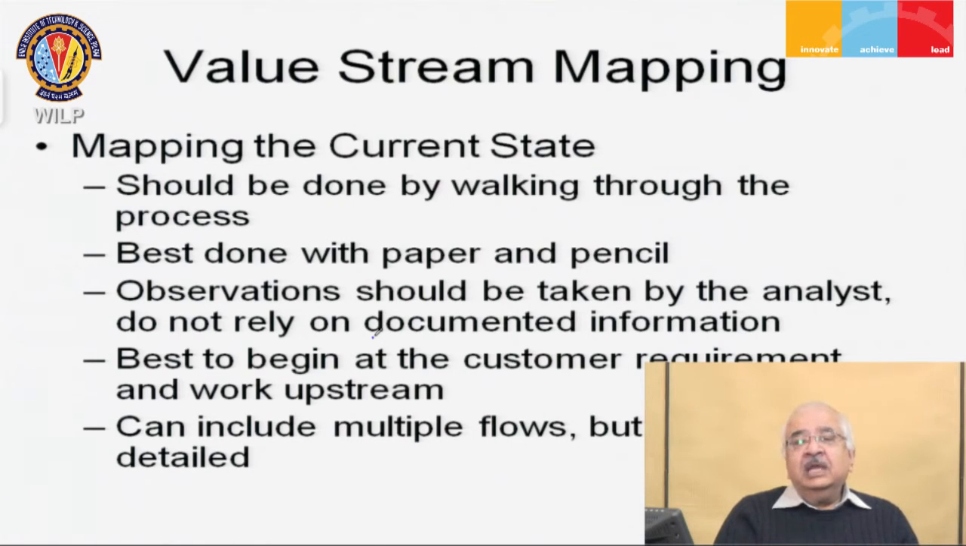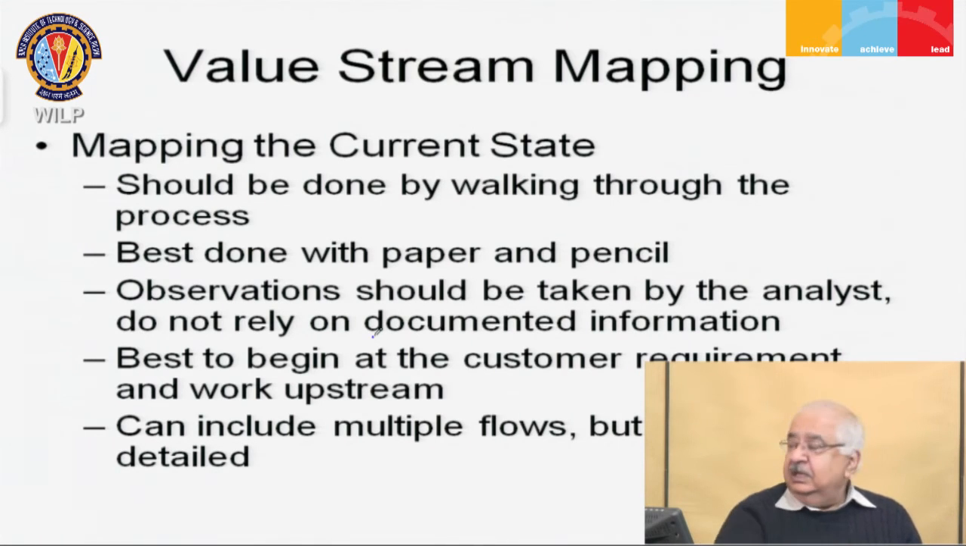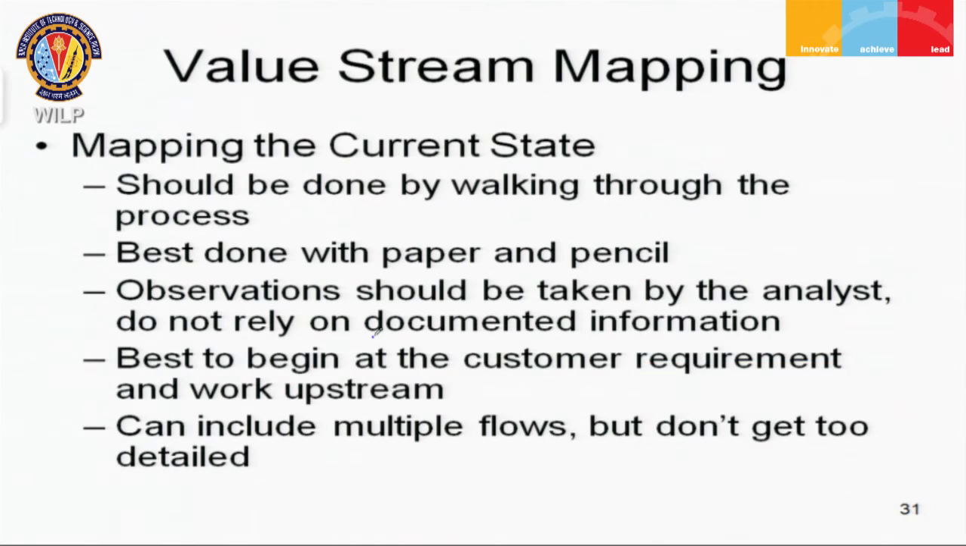Observations should be taken by the analyst, the person who is actually drawing the map, and the person should not rely on documented information alone. You can use some documented information to see whether or not that documented information is up to date, but do not rely on it. Usually it is best to begin at the customer requirement, which means at the dispatch end, at your dispatch gate, and work backwards, work upstream to your receiving area. So you follow the process in reverse order.